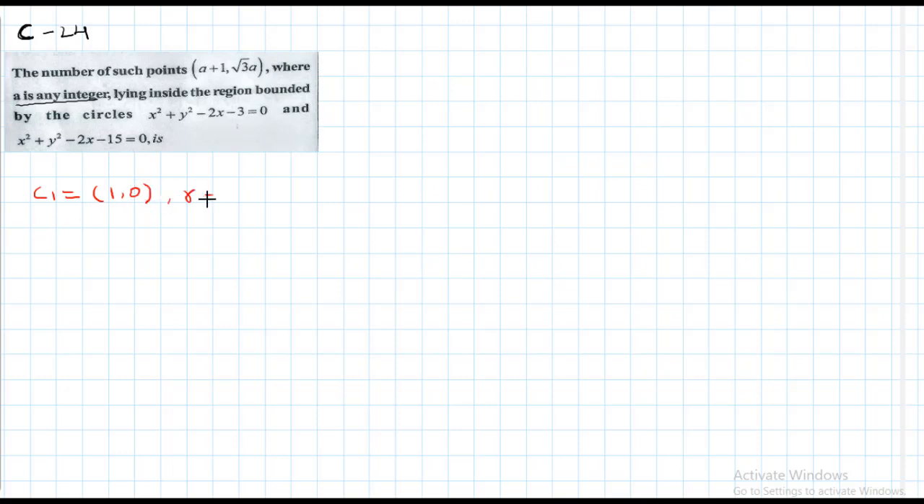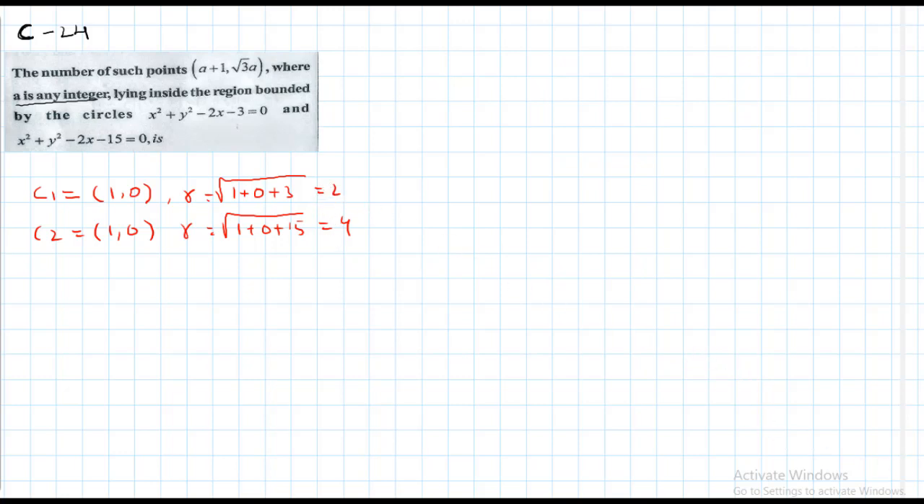Radius is root over 1 plus 0 plus 3, that is equal to 2. C2, here also 1 comma 0. Okay, and radius I want to find, 1 plus 0 plus 15, that is equal to 4. So indirectly what is given? Two circles are concentric circles. See, centers are same, radii are different.